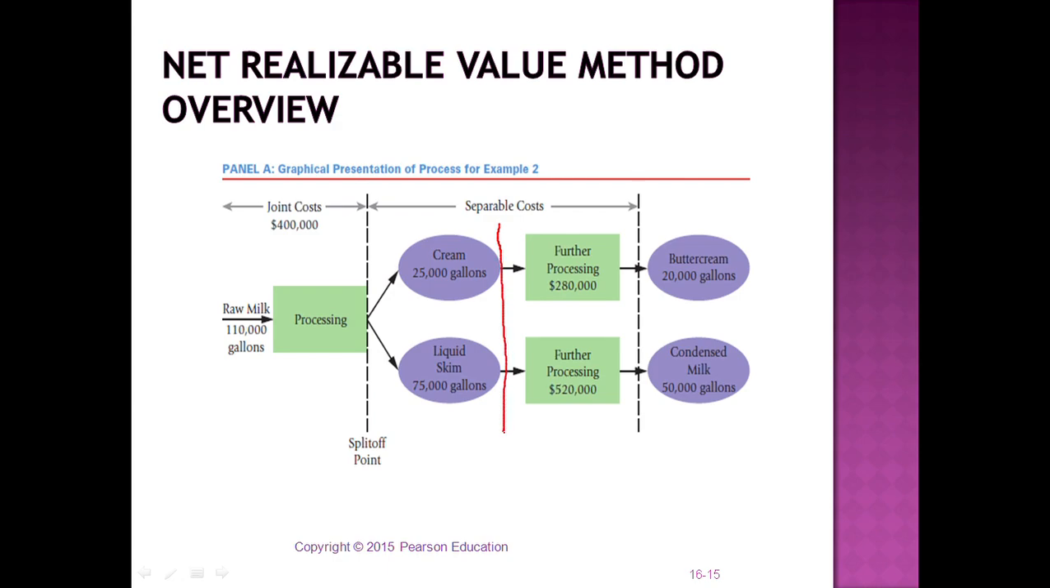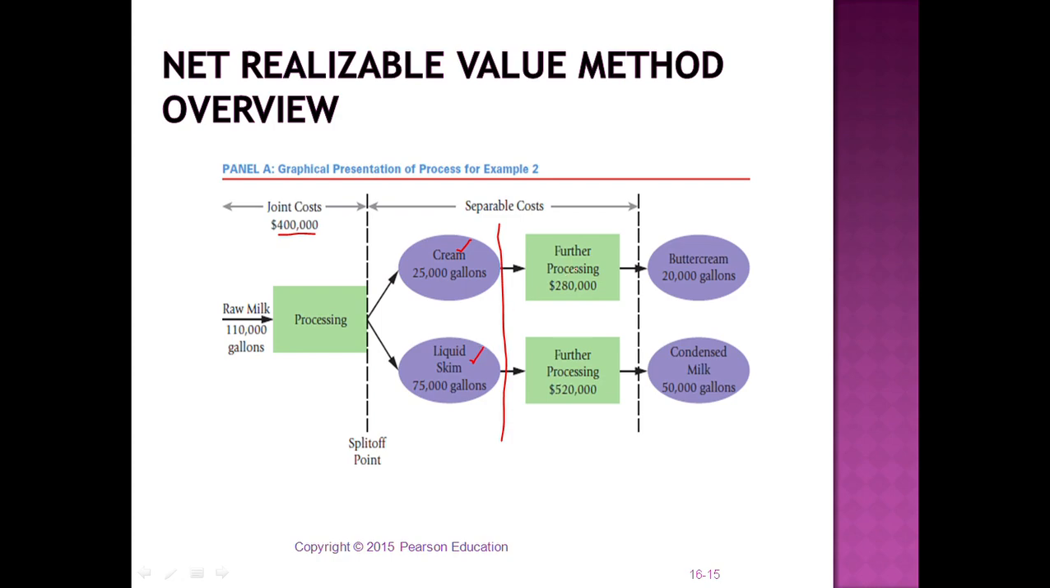So we already know that 110 gallons of raw milk was processed by spending $400,000, which we call the joint cost. And after split off, we have two outputs: 25,000 gallons of cream and 75,000 gallons of liquid skim. So we'll take our example a little bit further. Let's expand it a little bit further.